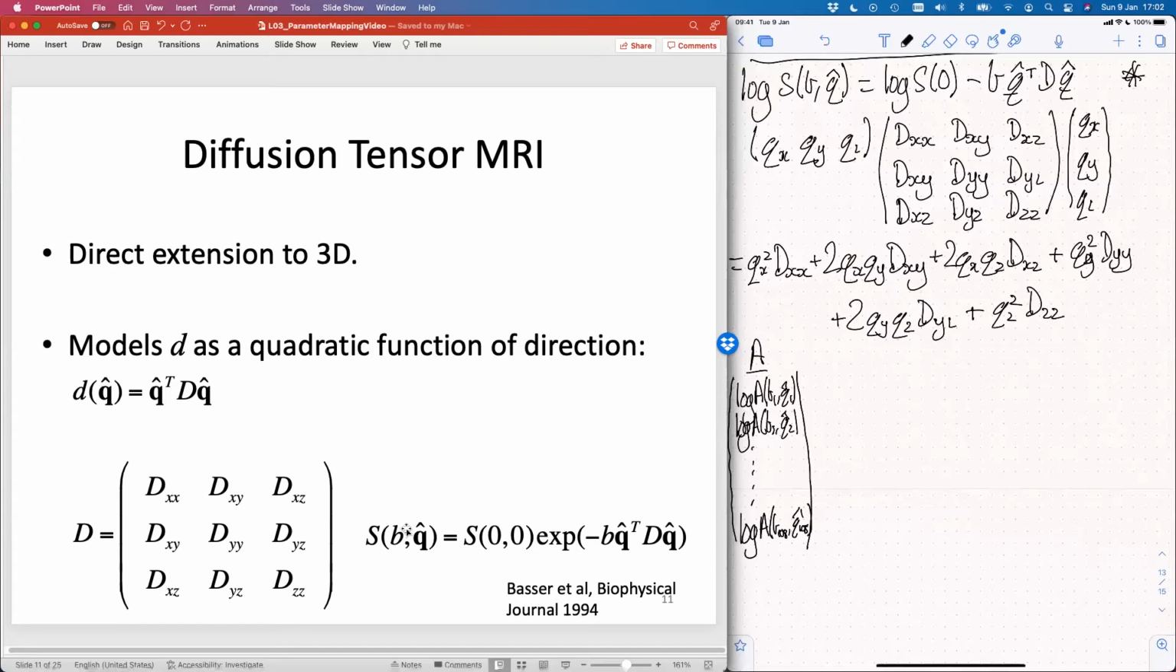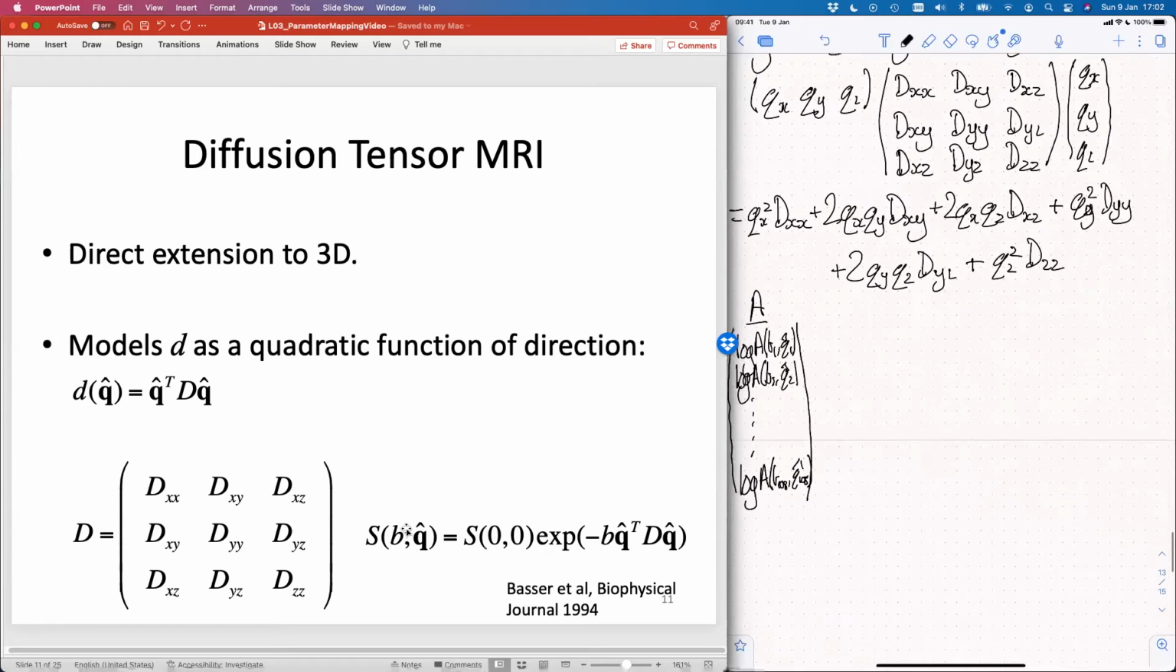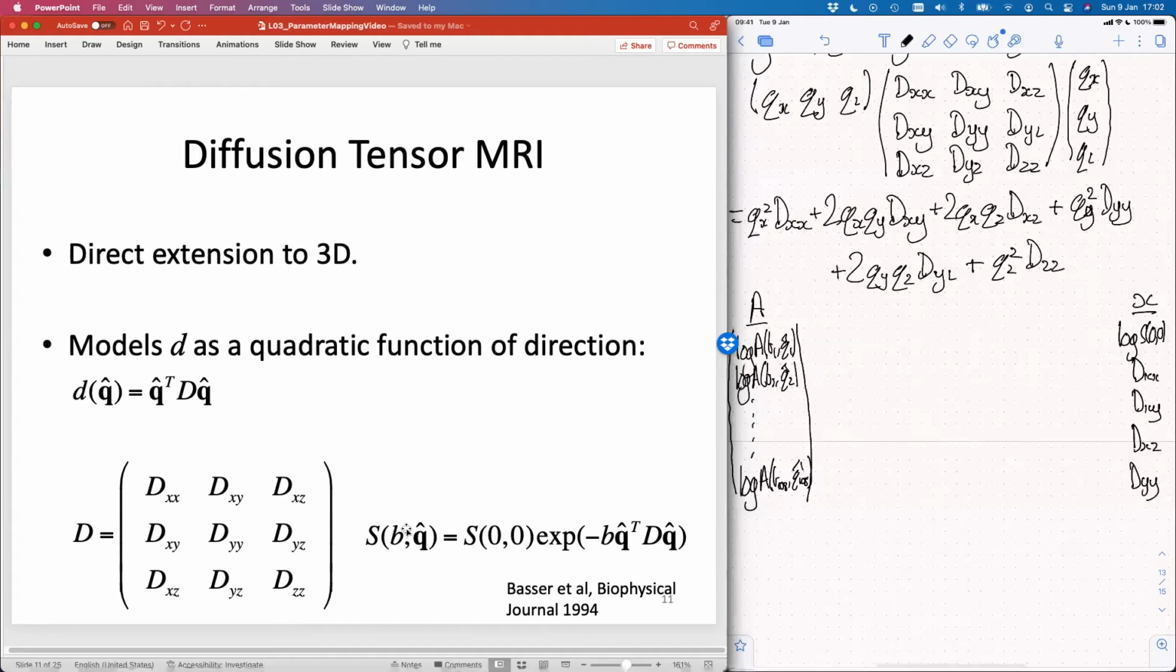Now let's list our unknowns over here. So our list of unknown parameters is a bit bigger now. First, we still have log S0. That's our first unknown. But then we've got each of the elements of the diffusion tensor. So we have dxx, dxy, dxz, dyy, dyz, and dzz. So we've now got 7 elements of our vector of unknown parameters that we're trying to estimate.